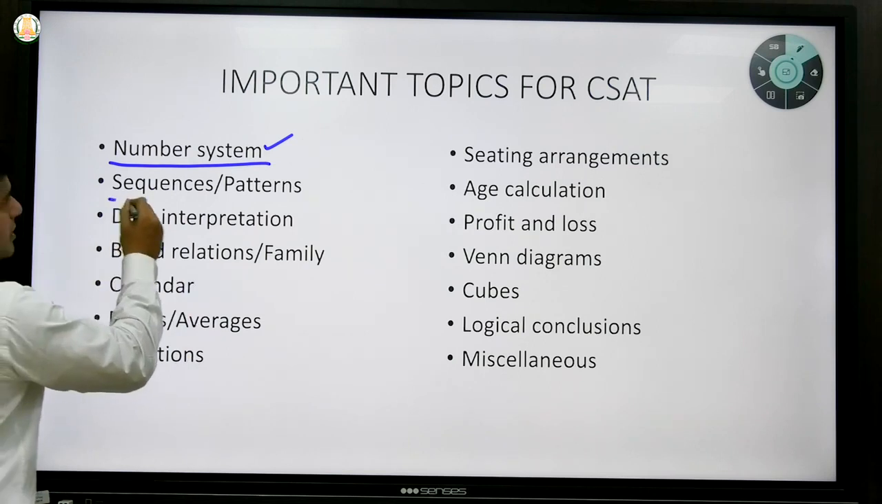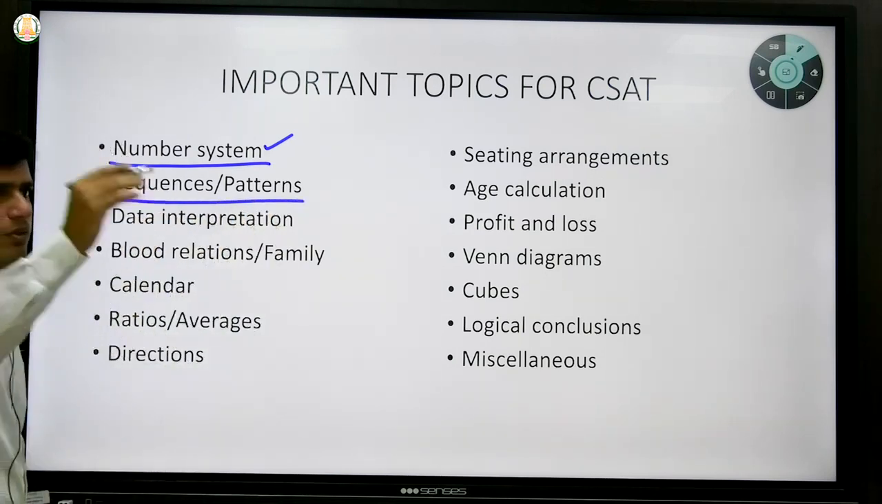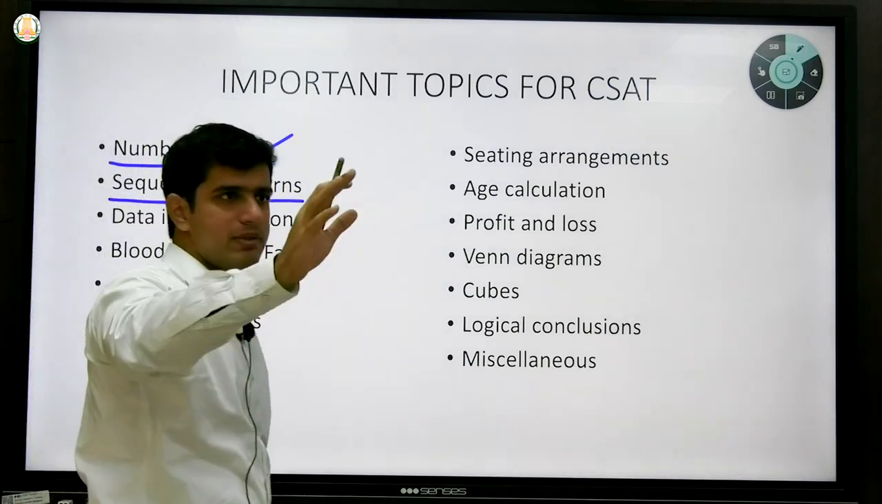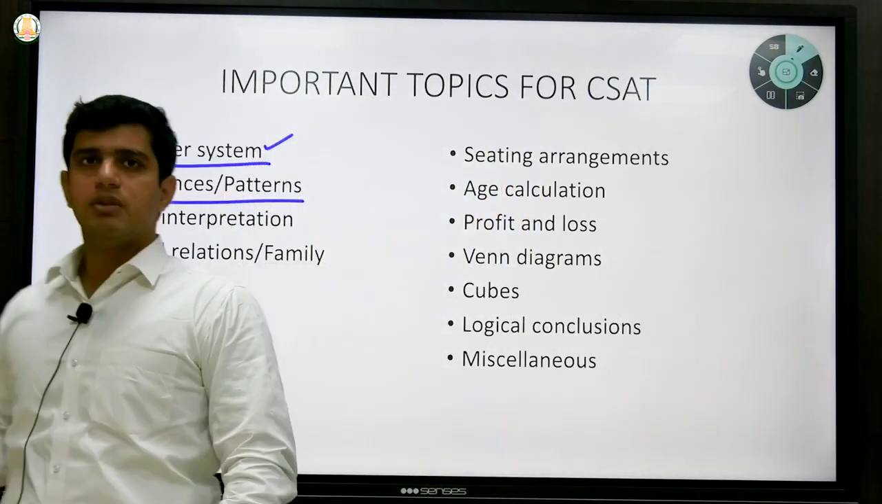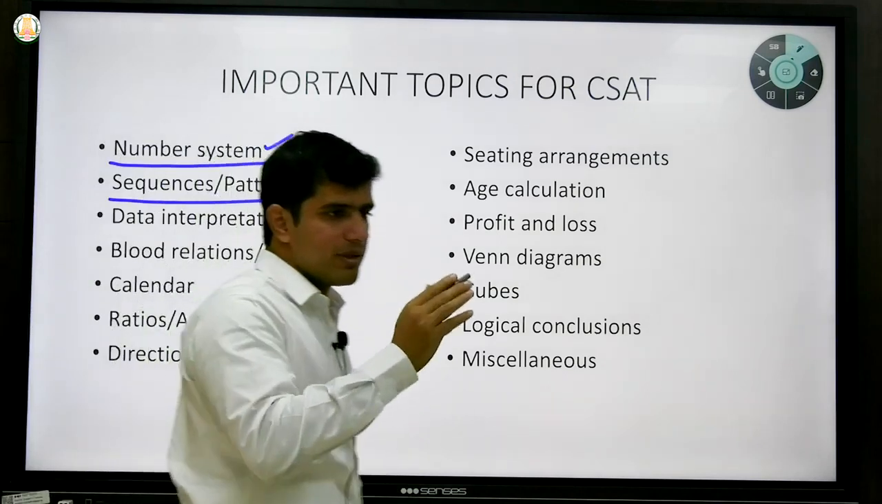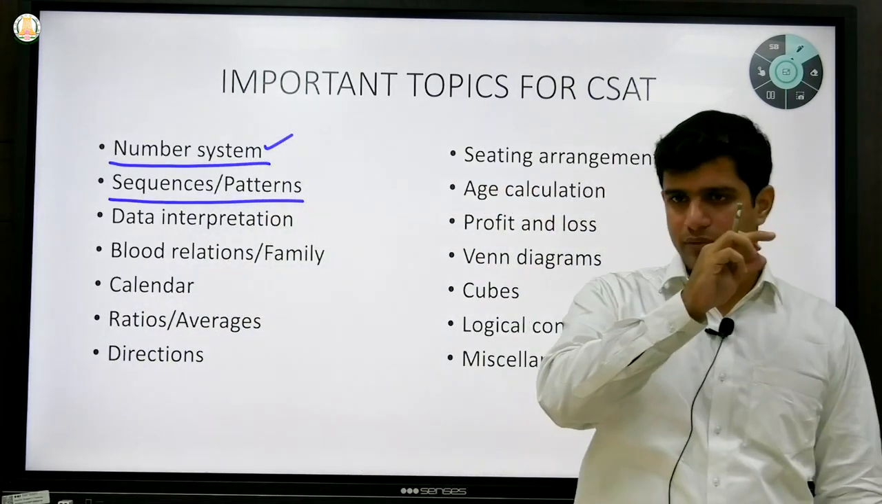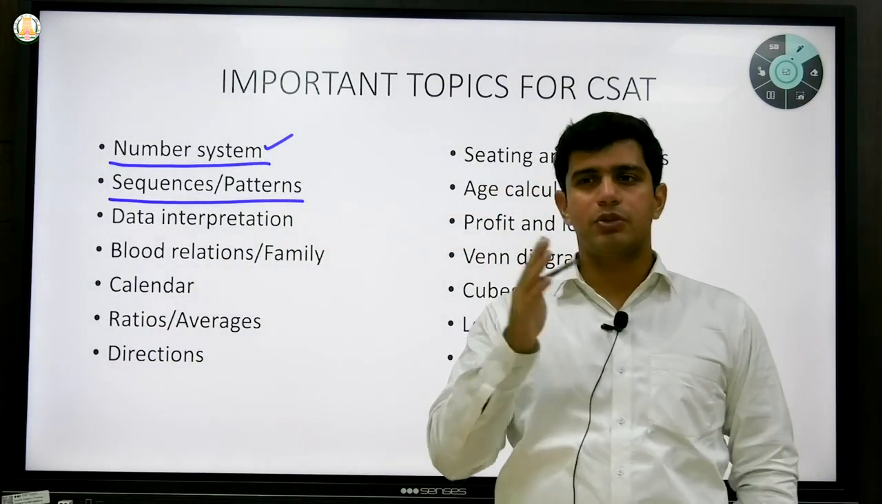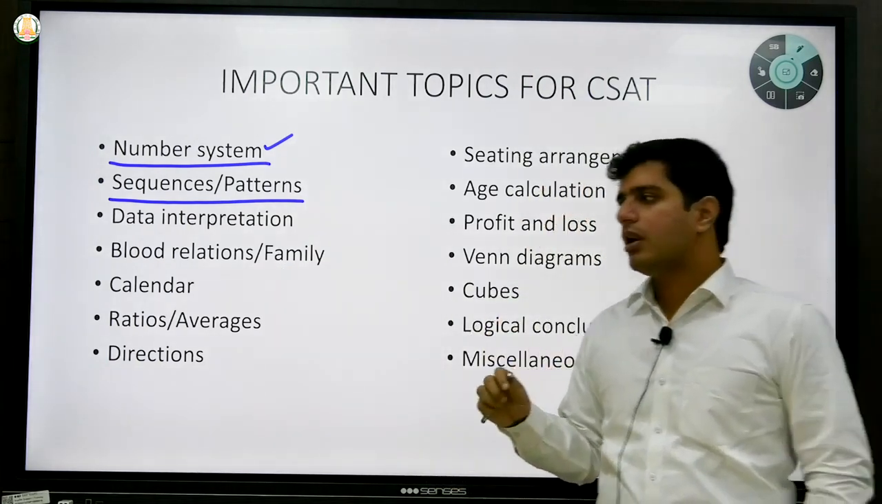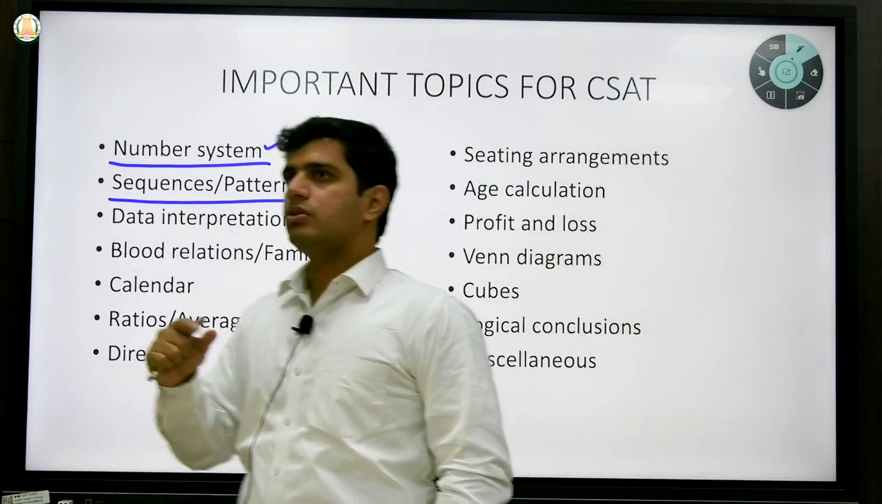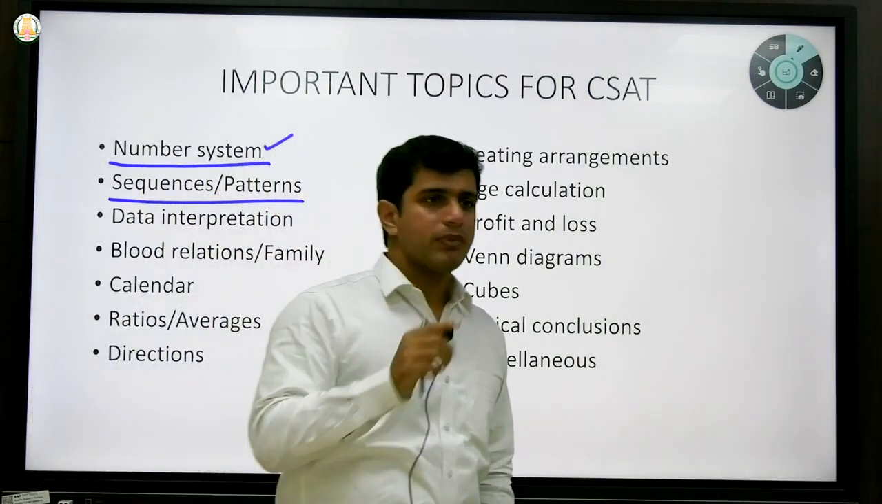Then you have also seen sequences and patterns. They give you, let's say, 5-6 numbers in a sequence. They'll ask you the next number, or a missing number in the sequence. If it's simply given like 2, 4, 6, 8, 10, then that is simple. That is an arithmetic progression.